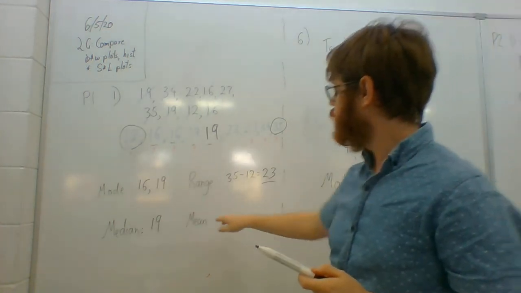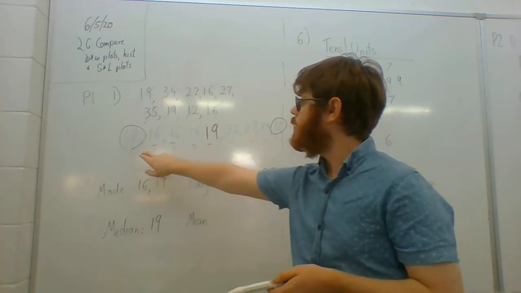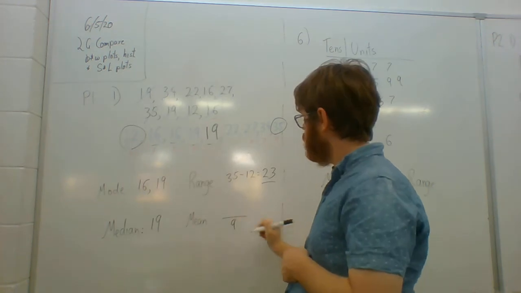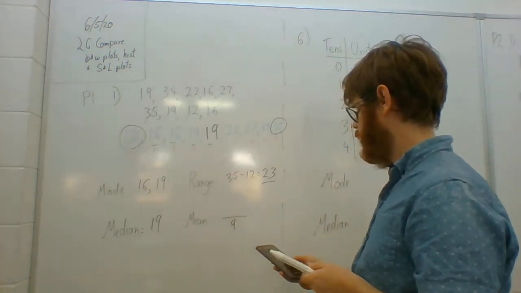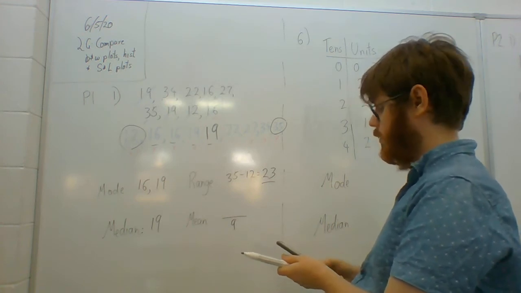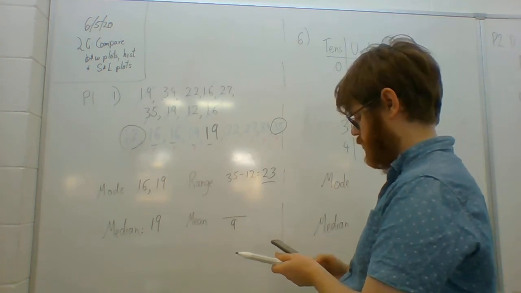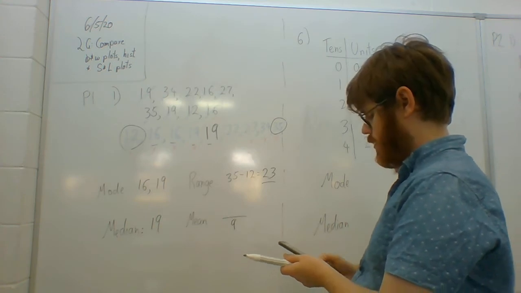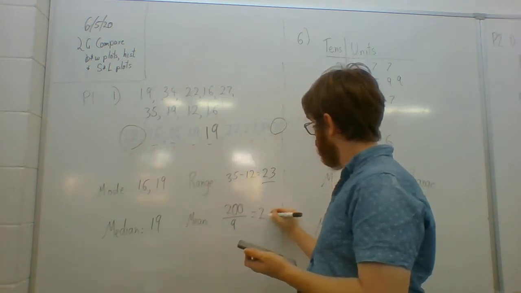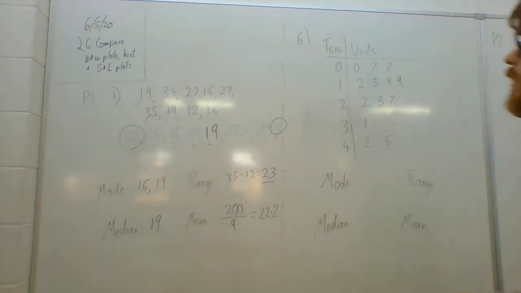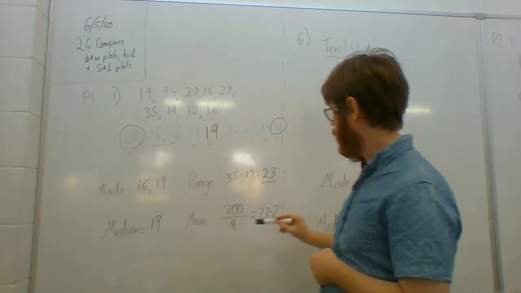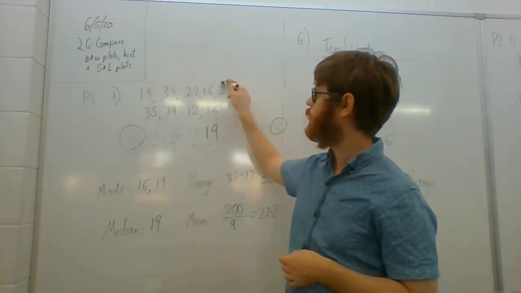Now, in order to get the mean, you need to do a bit of maths. You can use your calculator. We need to add all of these numbers together and then divide by how many numbers there are. We know there are 9 numbers, and I'm not going to do this in my head. You can use your calculators for this kind of stuff. It's not difficult. If you work that out, it's 22.2. So we've been able to work out the mode, the median, the mean, and the range for this data set. That's the first question on the first page.